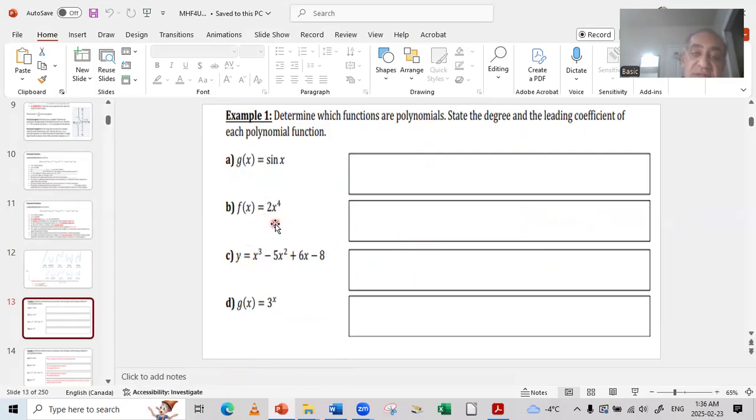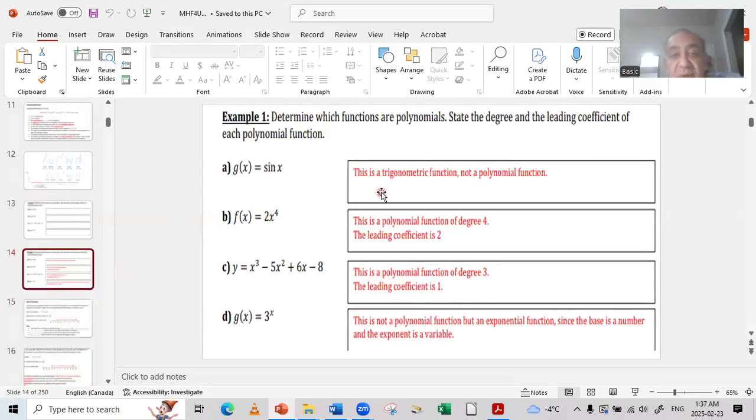And it's not an exponential function, and it's not a log function. And this is also not a trig function. So here we have, let's say, g(x) equals sin x. This is not a polynomial. The reason is that this is trigonometric.